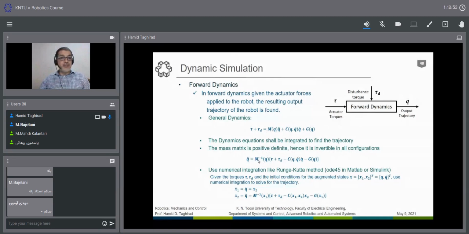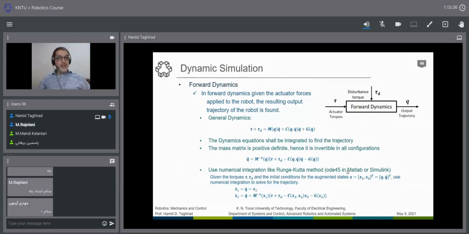Since M is positive definite, it's always invertible, so we don't worry about that. And we can find this in this equation. We have a second order system here, and we can use the Runge-Kutta method that you are familiar with. If you are not familiar, please get familiar with this MATLAB function. Of course, the master students are all familiar with that. Some of our bachelor students might not be very familiar with Runge-Kutta or the ODE approach. We can use the ODE solver.